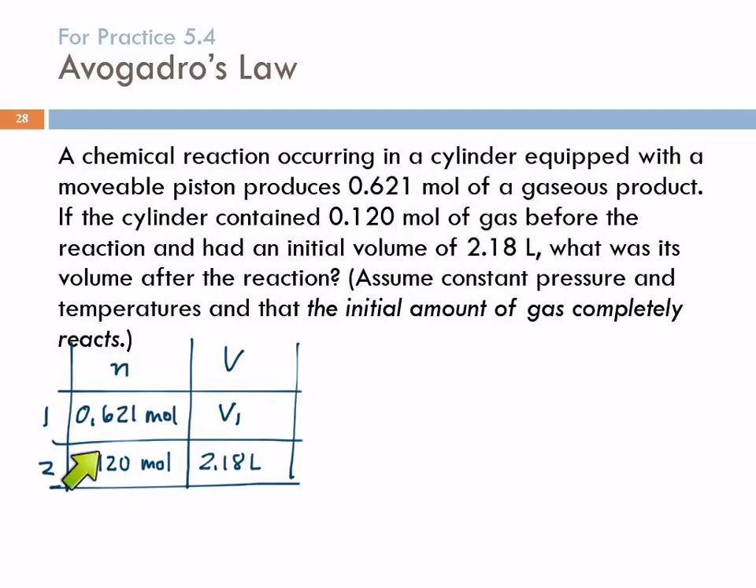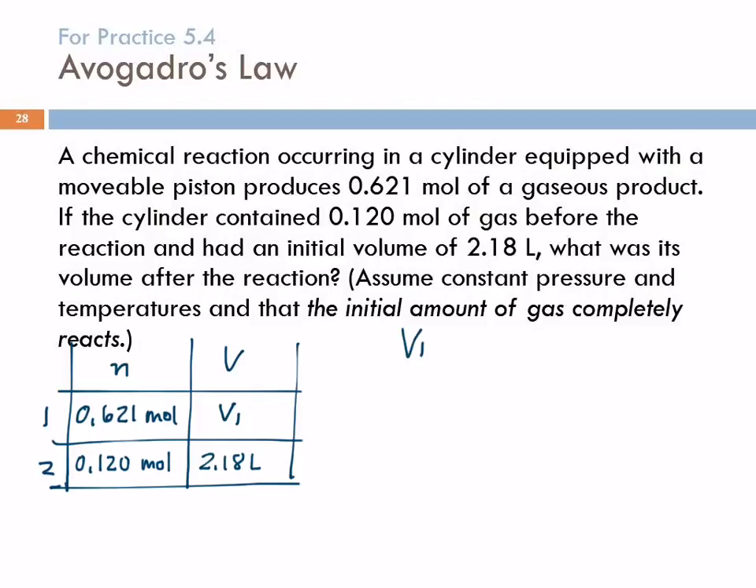Getting to this point is really the hardest part for many students. It's deciphering the words and getting the numbers in the right place. Once you get this, it should be fairly straightforward. You pick the equation that has N and V in it, you rearrange it for this V1 that we're missing, you put the numbers in, you do the math.